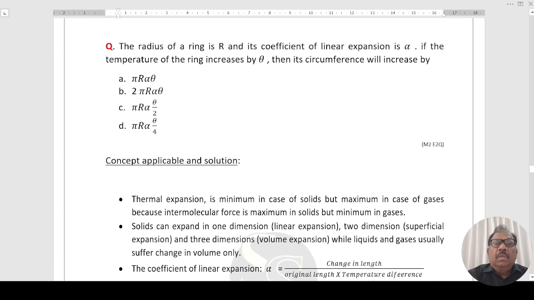The question is, the radius of a ring is R and its coefficient of linear expansion is alpha. If the temperature of the ring increases by theta, then the circumference will increase by. Four options are given to you. One of the options is correct.